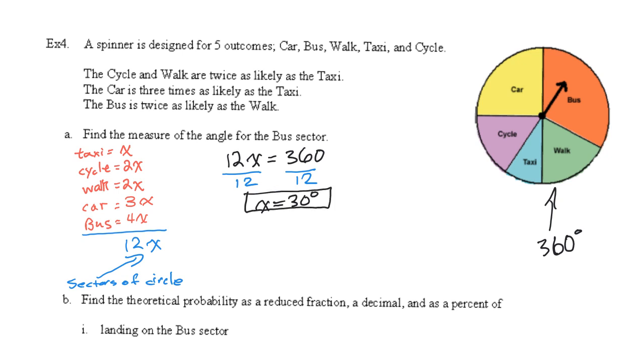So now let's say that I want to figure out what my bus is. Here's my bus sector, also known as a wedge, which is equal to 4x, right? But x is 30, isn't it? 4 times 30, which means that we have 120 degrees for the bus sector. And we're done.